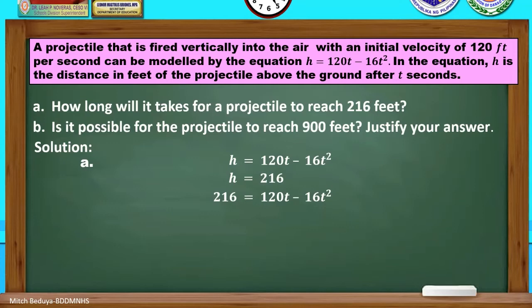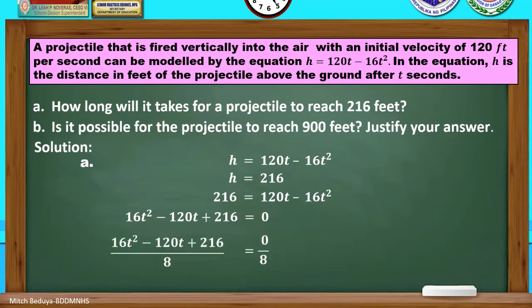So the equation is now 216 equals 120t minus 16t squared. We will change the equation to standard form. So the equation is now 16t squared minus 120t plus 216 equals 0. By applying the division property of equality, we will divide both sides of the equation by 8. So we have 2t squared minus 15t plus 27 equals 0.